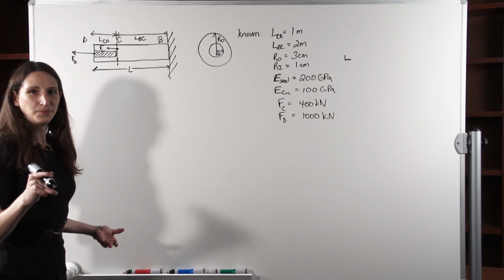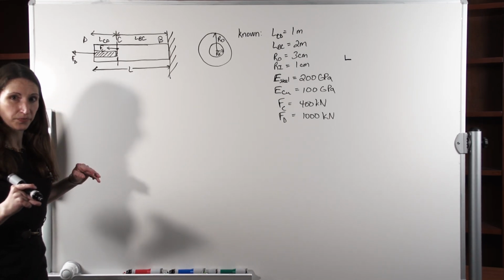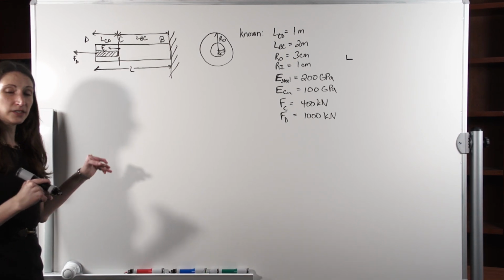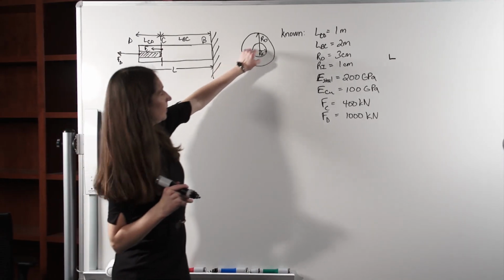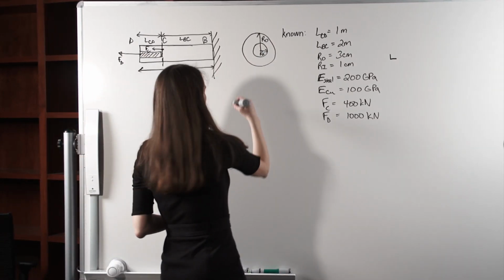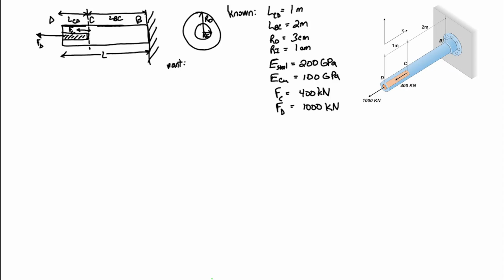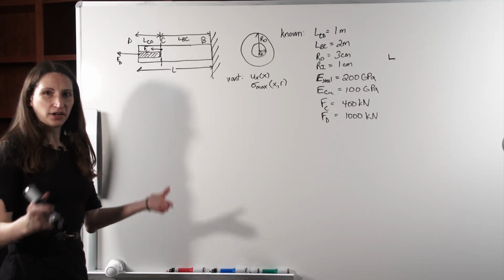So our goal in this problem is to find the displacement field as a function of x along the entire bar, and then also to find the maximum stress and the position along x, and also in R on the cross-section where the stress is maximized. Okay, so let's just write these down. So we want ux of x, and we want sigma max of x and R.